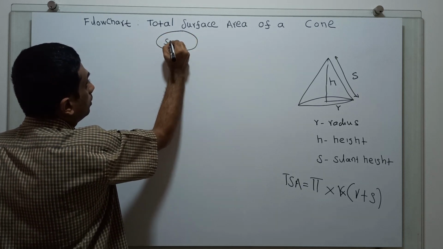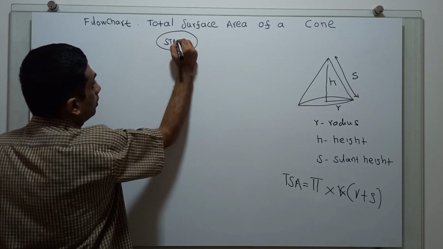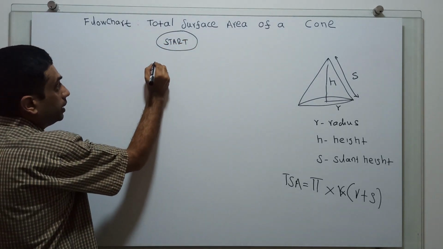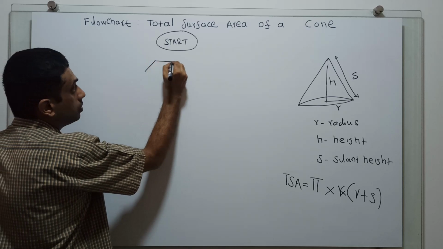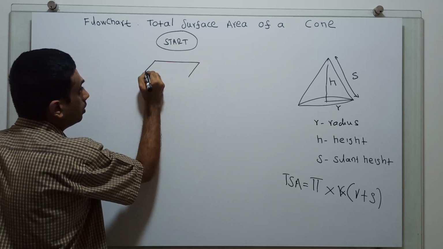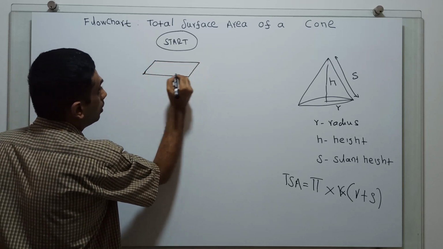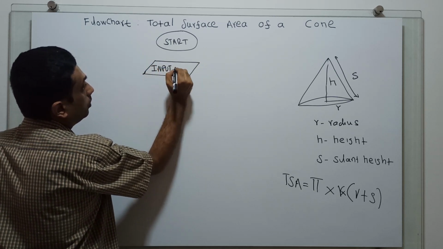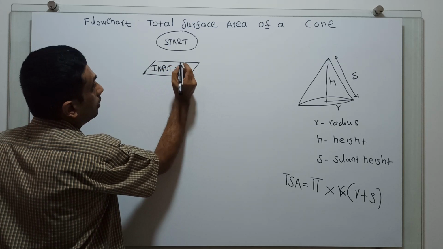So this is the start of the flowchart. Next I am appending input. Input radius and the slant height.